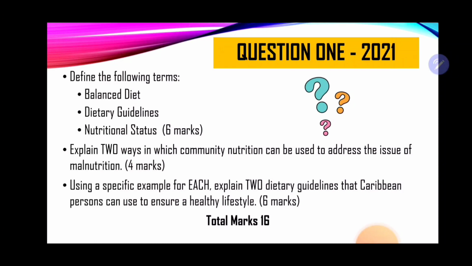6 marks. Explain 2 ways in which community nutrition can be used to address the issue of malnutrition. 4 marks. Using a specific example for each, explain 2 dietary guidelines that Caribbean persons can use to ensure a healthy lifestyle. 6 marks. Now in all, this question is worth 16 marks.